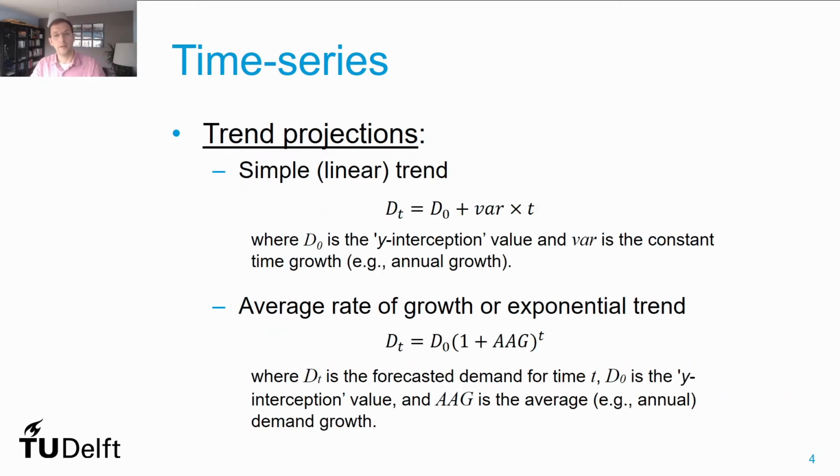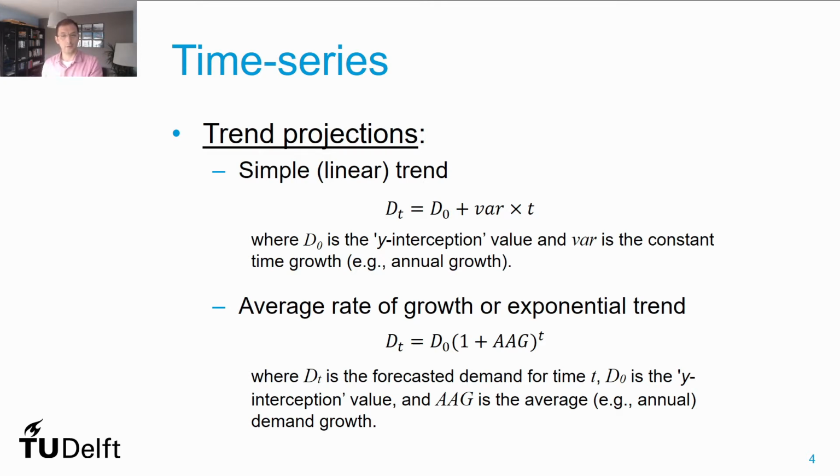Two typical approaches for these time series projections are the linear trend method and the average rate of growth method, or exponential trend. The first one assumes that to a given demand, D0, we add every year the same amount of new demand, which we call here a constant, var. So every year we add, for instance, 200 new passengers to the market that we are trying to forecast.